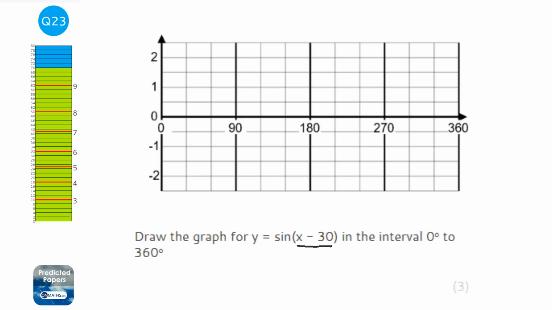So at this point here, sine thinks we're at 0 because that point there is 30. So we're going to do 30 take away 30, which is 0. Sine thinks we're at 0, which it will spit out the 0 as the answer. Similarly, at this point here, it's 120. We're going to take away 30, which is 90, so sine thinks we're at 90. So all the way along here, sine thinks that we're kind of 30 to the left.